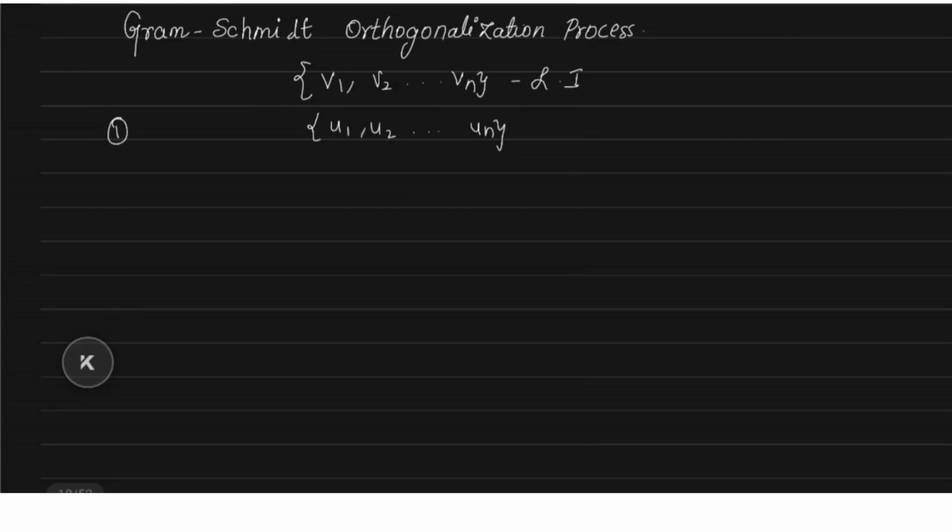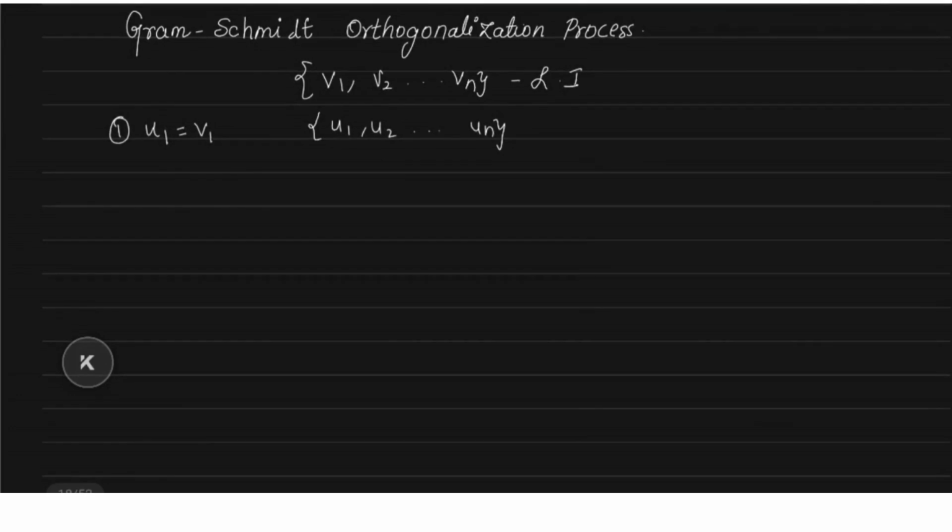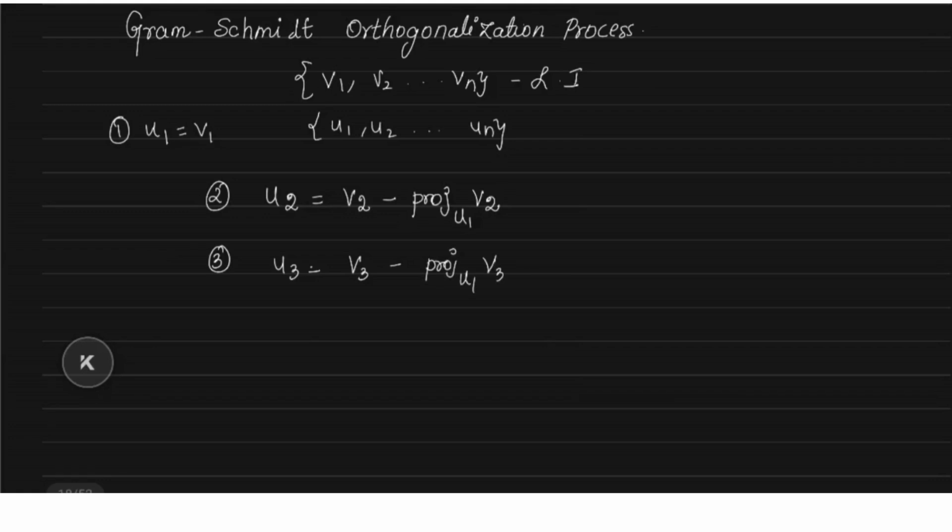Step 1: we take u1, the first orthogonal vector, as the first linearly independent vector itself, so u1 is equal to v1. Now coming to step 2, we find u2. We define u2 as v2 minus the projection of v2 on u1. This is how we define the orthogonal vector u2. Next, u3 is v3 minus the projection of v3 on u1 minus the projection of v3 on u2.